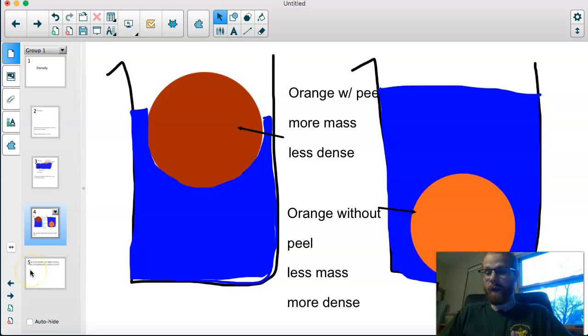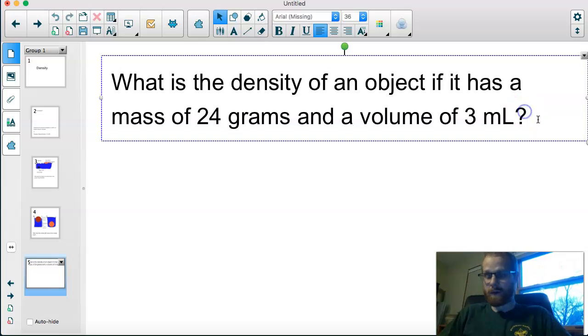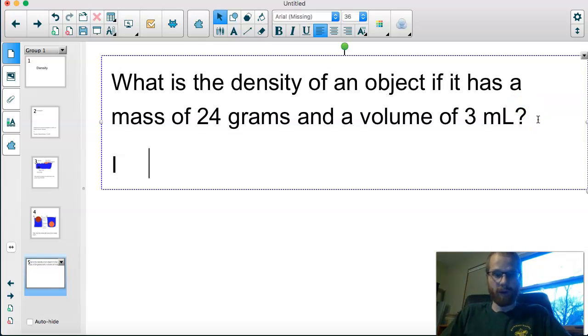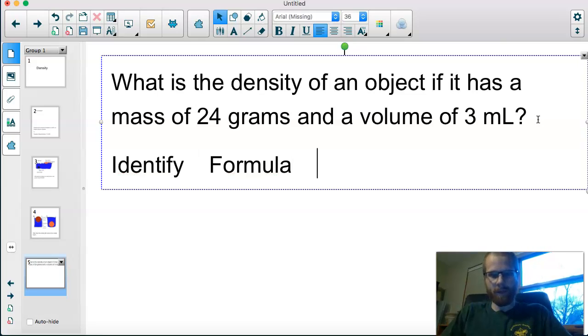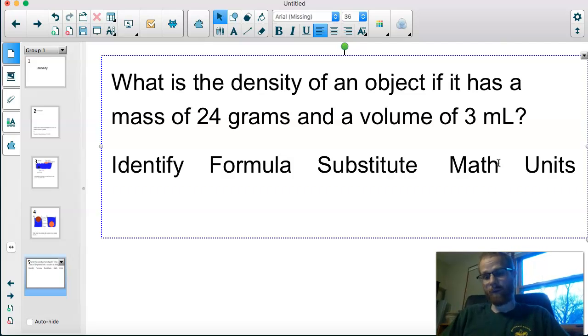Okay. The last thing that we learned this unit was how to solve a density problem. To solve a density problem, we used something known as the Ifsmooth method, which, here, I'll write it out for you guys. Ifsmooth stands for identify, formula, substitute, math, and units. You will need to do one of these problems on our quiz, and you will need to do all 5 steps of Ifsmooth in order to get full points.